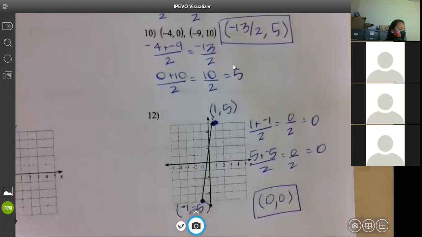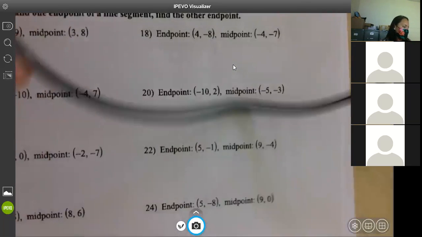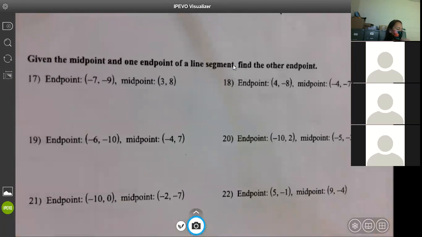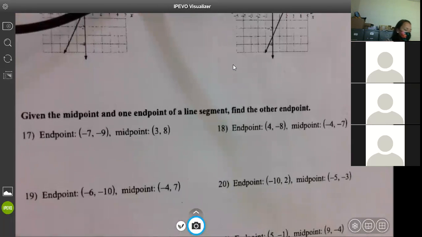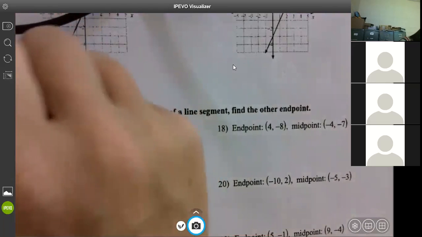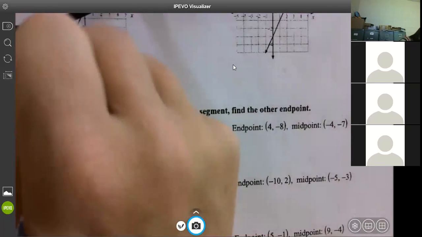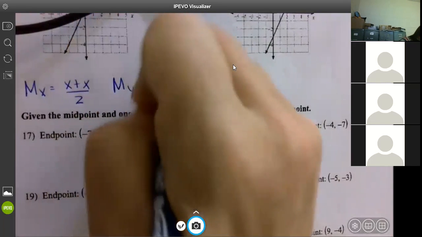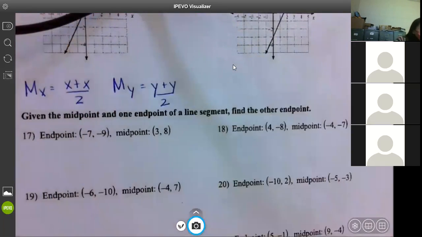All right, we're going to flip over. And I'm not worried about the graph. I'm going to go down to this section right here. This is the section that is most missed on the test. Okay. Remember your formulas. Add your x's, divide by 2. Add your y's, divide by 2.